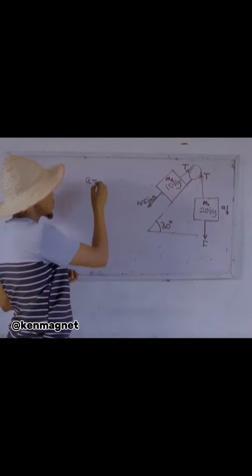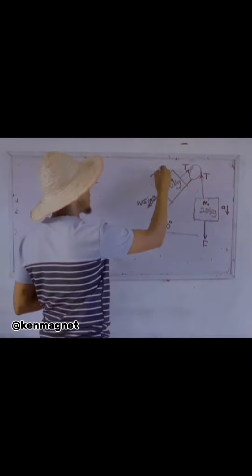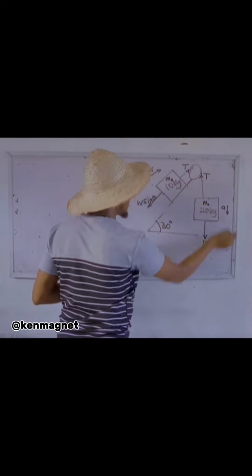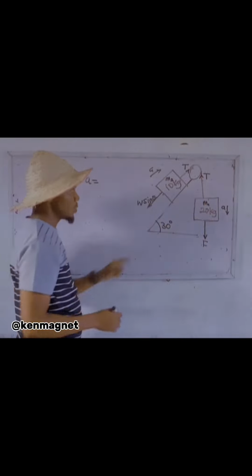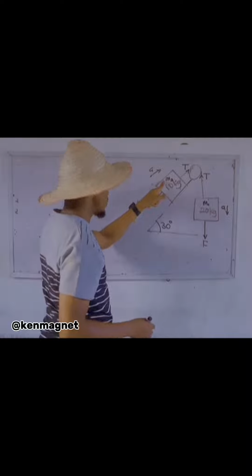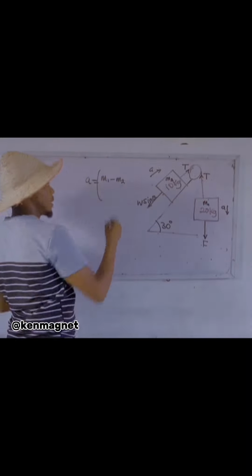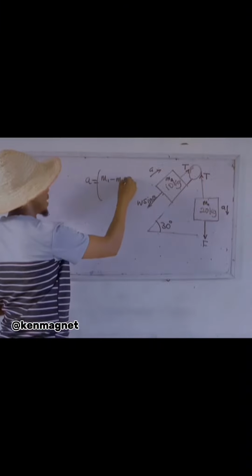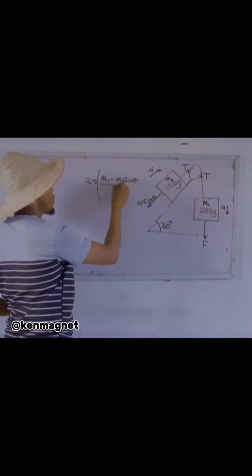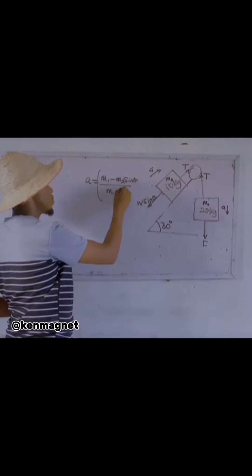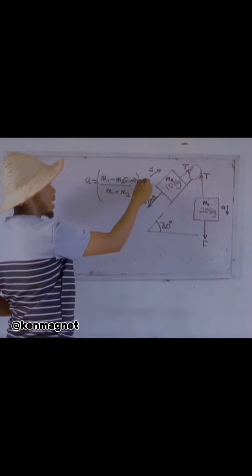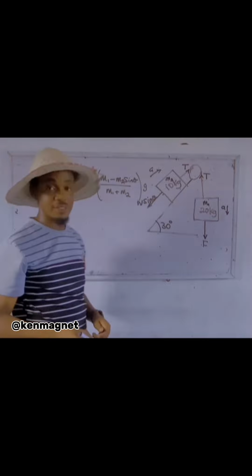A is equal to the acceleration. The acceleration is acting in this direction, downwards. So A is equal to, let's assume here to be m1, m2, m1 minus m2, the sliding force, sine theta, over m1 plus m2, multiplied by the acceleration due to gravity.